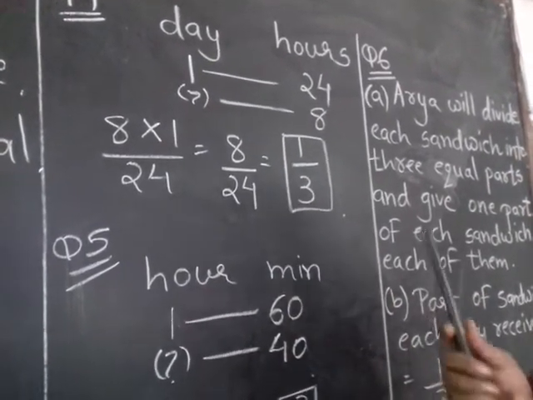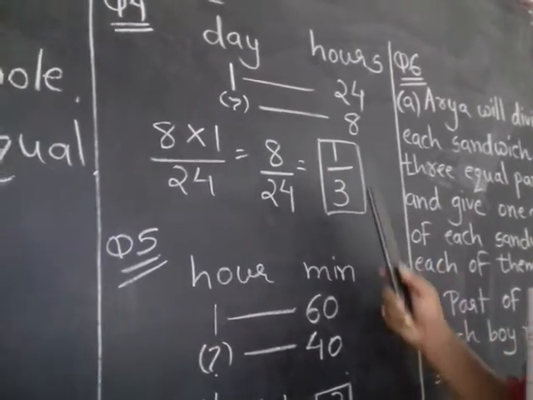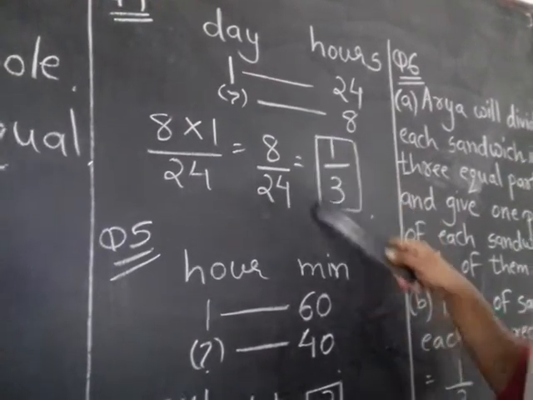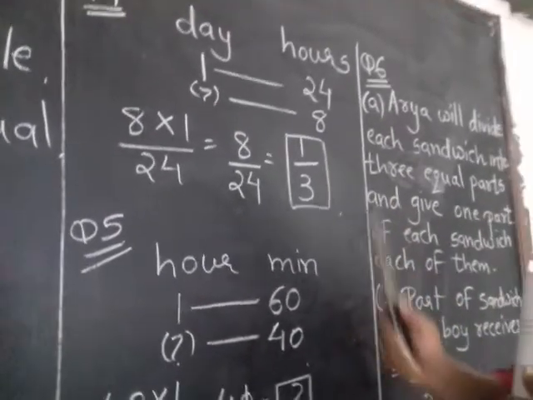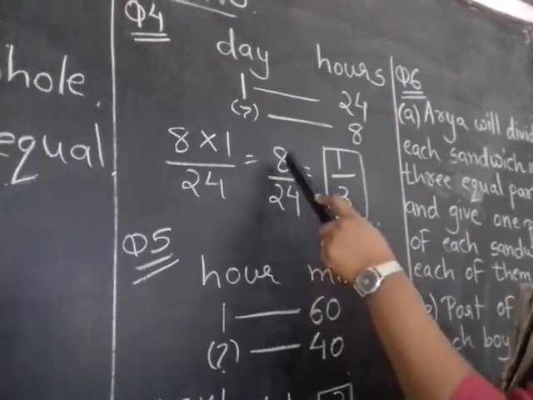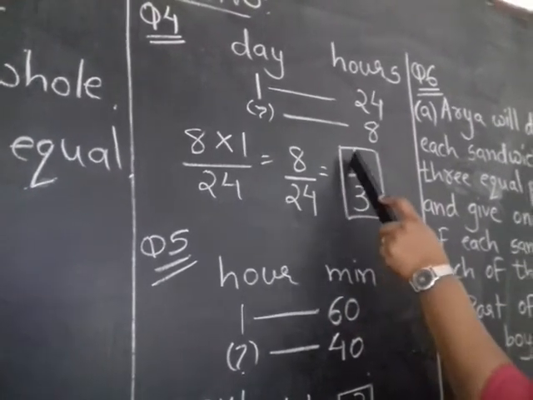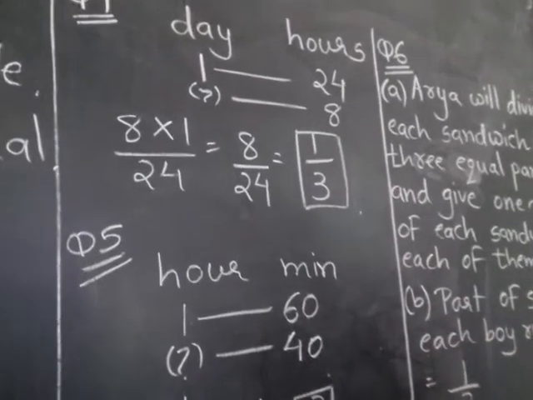Remember, when we have to find out the fraction, the answer will always be in the form of numerator and denominator. So this is a fractional form. Now, 8 and 24 are common for which table? 8. 8 ones are 8, 8 threes are 24. So your answer is 1 upon 3.